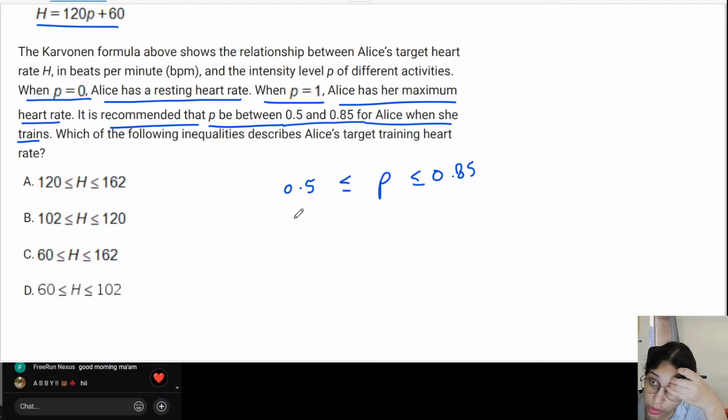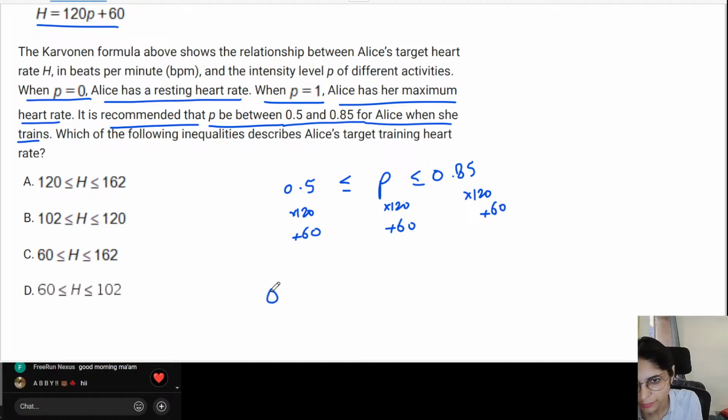And now H is what? H is 120P plus 60. So what you're doing, you're multiplying this with 120 and then adding 60. So basically you have to get 0.5 times 120 plus 60.